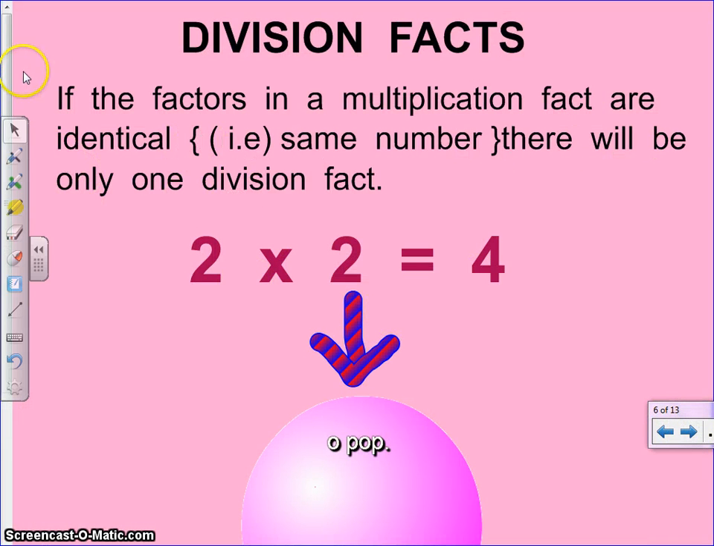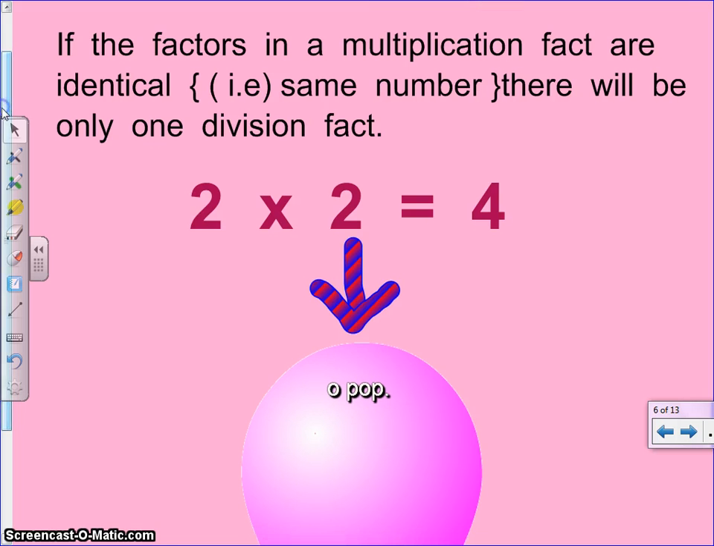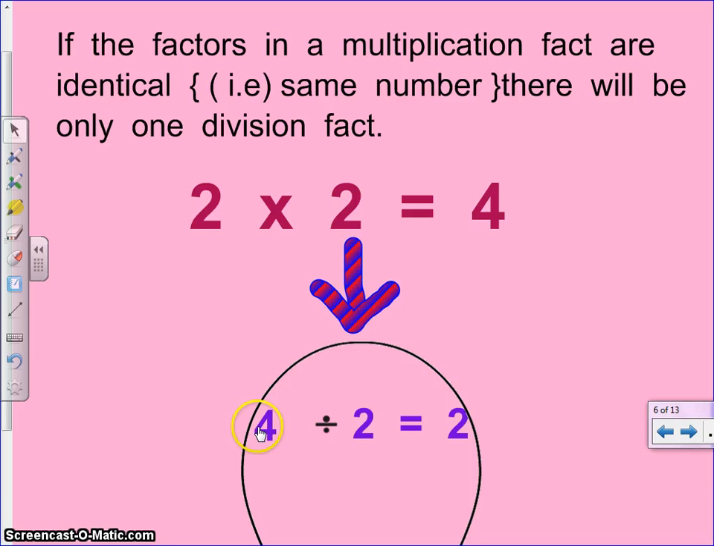Now, if you have division facts that are the same, like this one here, 2 times 2 equals 4, then there's only going to be one division fact for that, and that would be 4 divided by 2 equals 2. That's simply because if I divide by this 2 right here, it's going to give me this 2. If I divide by this 2, it's going to give me this 2. So it's the same fact. So if the multiplication numbers are the same, there's only going to be one division fact for it.